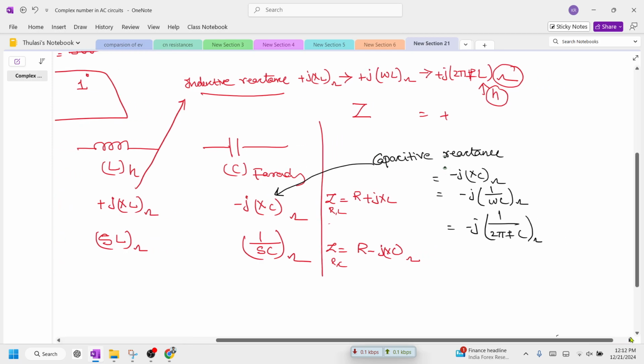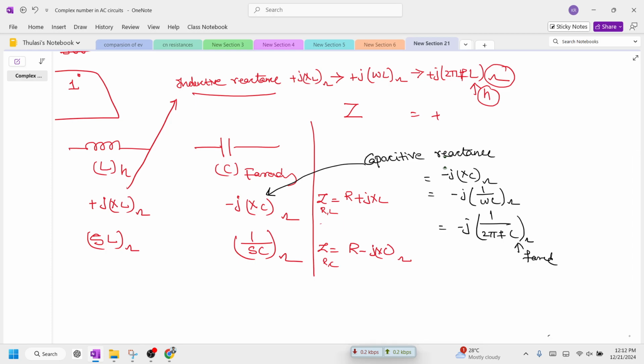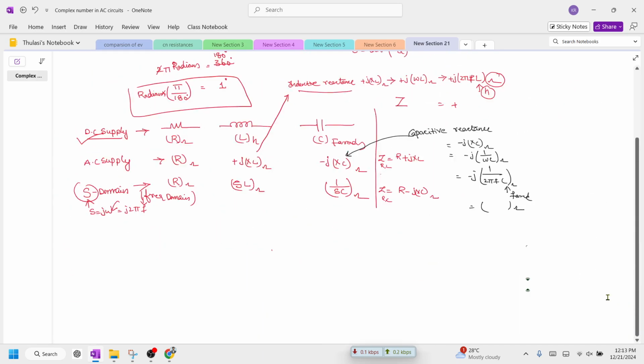So here what you have to understand is this capacitance is in farad. So when you multiply this farad into 2 pi f and you put a negative symbol, then automatically the units of this is ohms. That's the importance of the conversion. Okay, so this is how to represent all the parameters as R plus jXL, R minus jXC ohms, where XL is called inductive reactance and XC is called capacitive reactance.